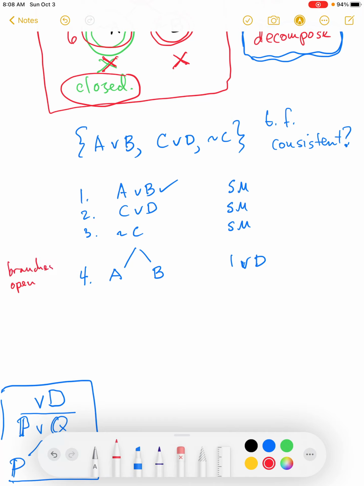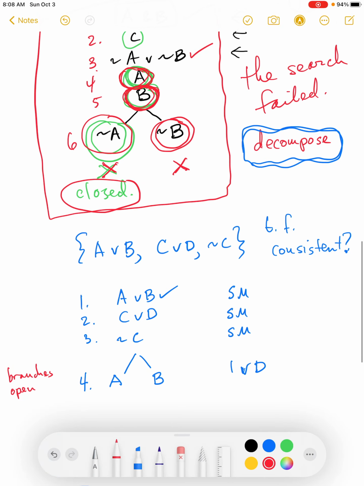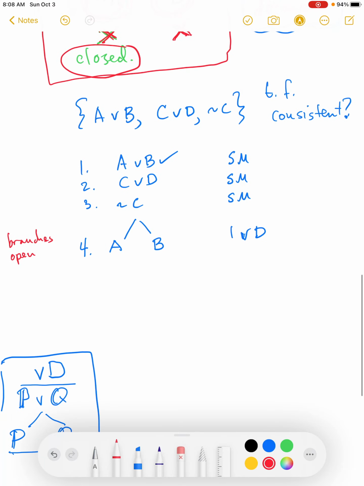They're open because we don't have an atomic sentence and its negation on it. These branches up here were closed, and we indicated that by putting an X, because on each branch we had an atomic and its negation, which of course no truth value assignment can make an atomic both true and false. Okay, so back to the tree.